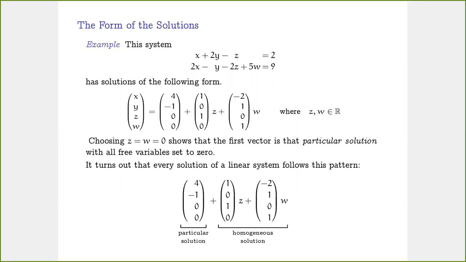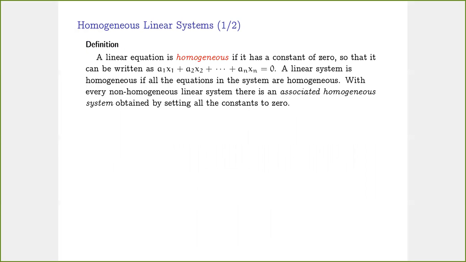It turns out that every solution of a linear system follows the same pattern, a particular solution plus what's called the homogeneous solution. Why is it called the homogeneous solution? Let's see. A linear equation is homogeneous if it has a constant of 0, so it can be written as linear combination equals 0. A linear system is homogeneous if all the equations in the system are homogeneous. With every non-homogeneous system, there's an associated homogeneous system obtained by setting all the constants on the right-hand side of each equation equal to 0.